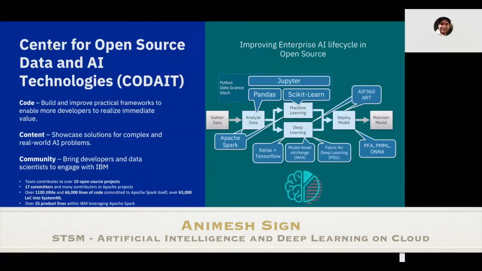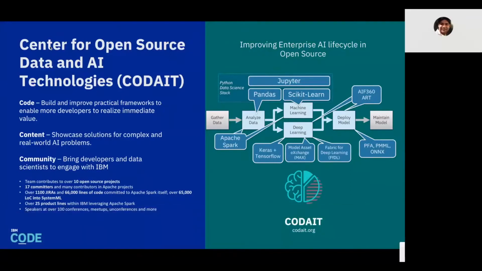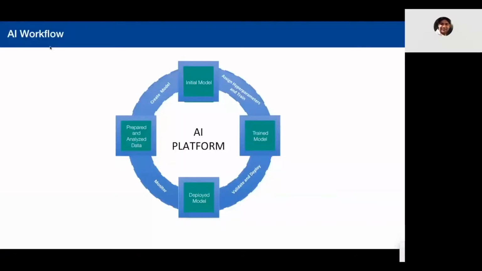So please enjoy. We are the second largest contributor in Spark. We are the fourth largest contributor in TensorFlow, right? And of late, in Kubeflow, we are the second largest contributor over the course of last year. So some of the highlights we talk about.